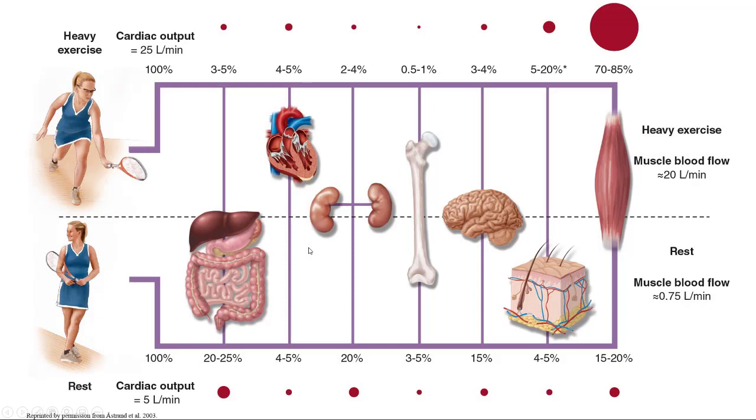You can see the heart is about 4 to 5% of that. And then the bones get a little bit. Nervous system gets quite a bit, 15%, and your muscles, even at rest, are consuming 15 to 20%. So that's quite a bit of cardiac output. So your muscles are getting almost as much as your digestion or your detoxification.